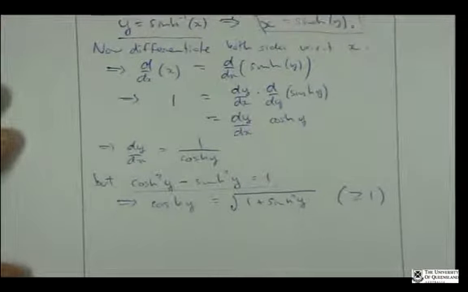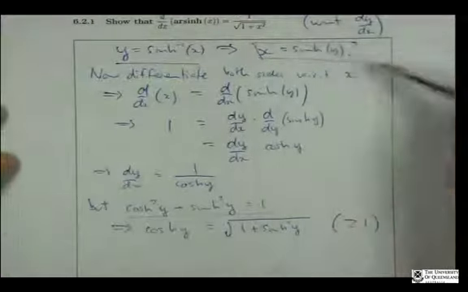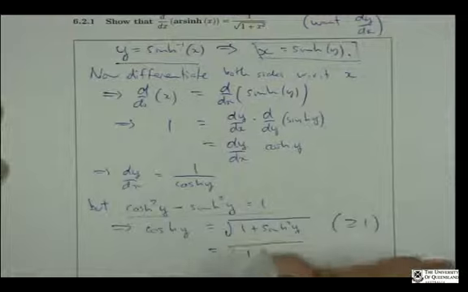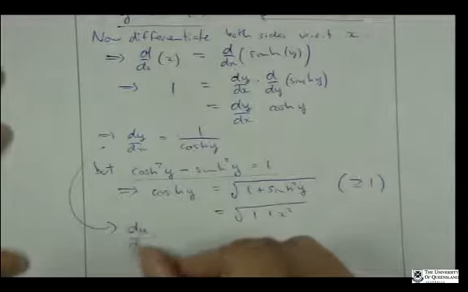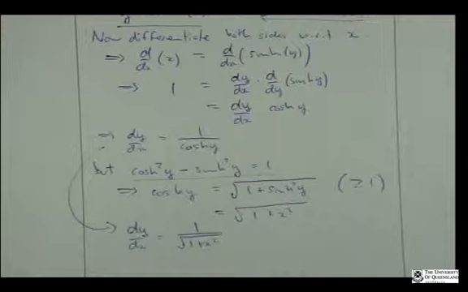Just going back to the top, I've written it in a little box here. Sine of y is x. So this is just the square root of 1 plus x squared. And so that implies that dy dx is just 1 on the square root of 1 plus x squared. So we've shown that result.